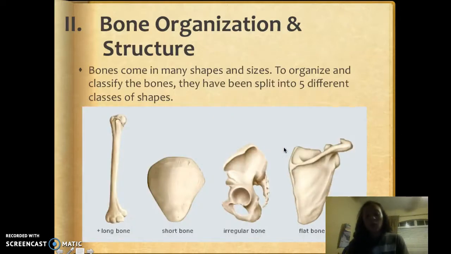Okay, so when you're looking at bones, you'll notice they all have different shapes and sizes. You have a long bone, which is longer than it is wide, a short bone, and an irregular bone, which kind of doesn't fit in any category, so it just becomes irregular. Those are usually your vertebrae. And a flat bone, which looks flat.